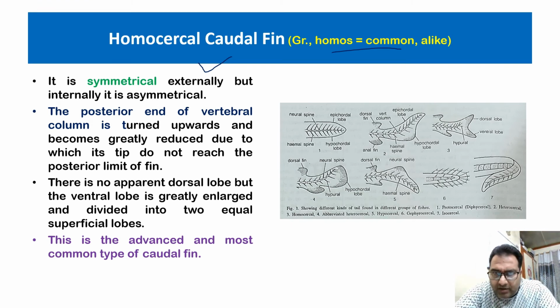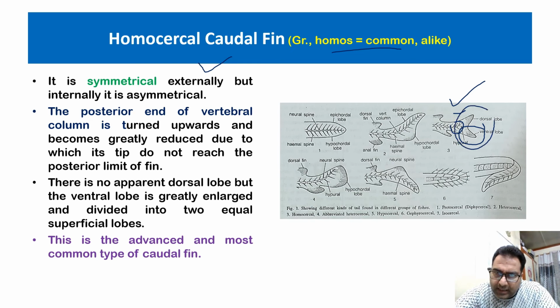At the posterior end, you are seeing this kind of condition. The posterior end of the vertebral column turns upward and becomes greatly reduced due to its tip. It does not reach the posterior limit of the fin, and there is no apparent dorsal lobe, but the ventral lobe is greatly enlarged and divided into two equal superficial lobes. And this is the advanced and the most common type of the caudal fin.